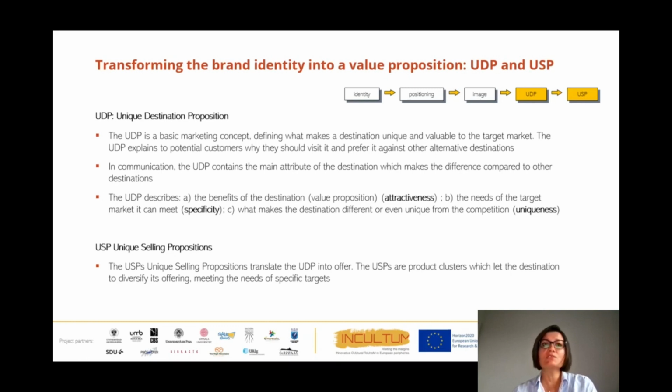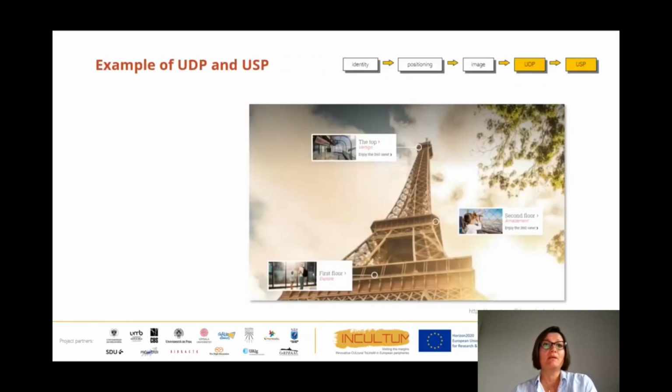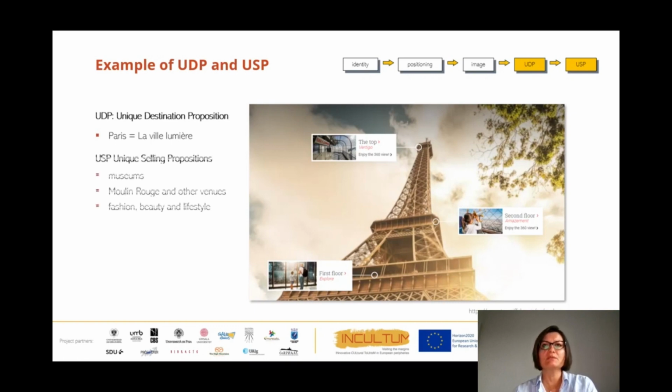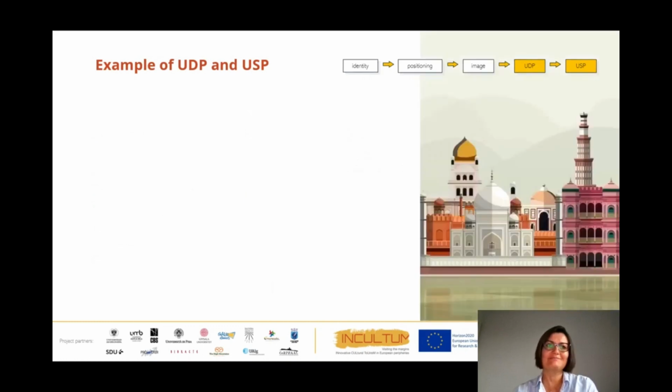Let's have a look at two practical examples of what we've just said. Paris has a claim, La Ville Lumière, as a UDP. As a USP, we see three types of proposals: museums, the Moulin Rouge and other venues for shows, and the entire fashion and lifestyle circuit. As an iconic symbol, Paris uses the Eiffel Tower, which is a landmark not only for the city but for the whole of France. As a second example, we have India.